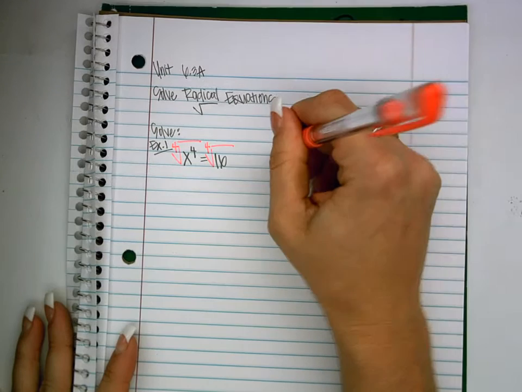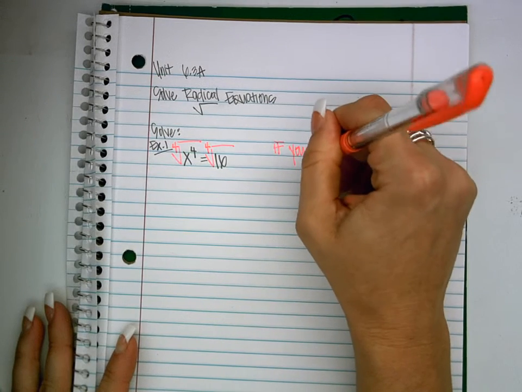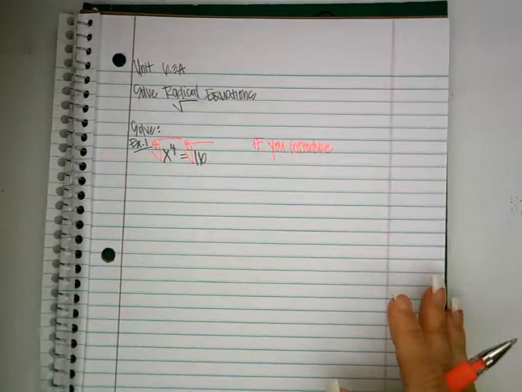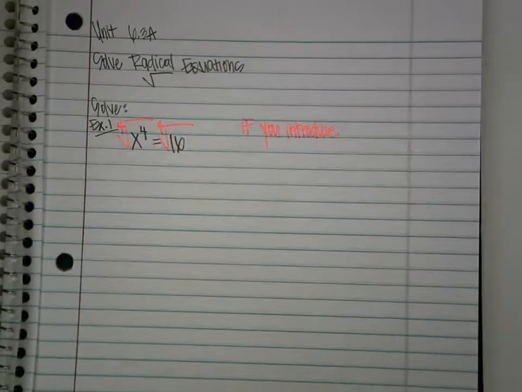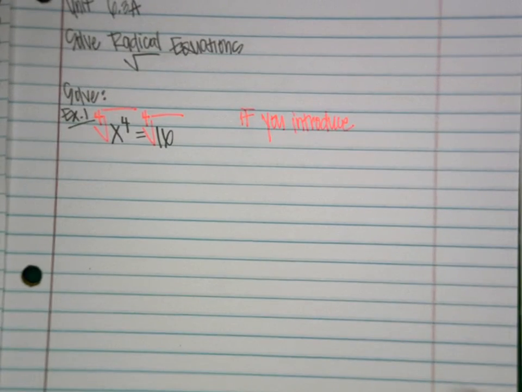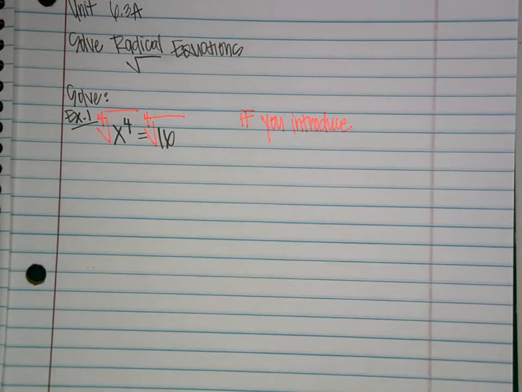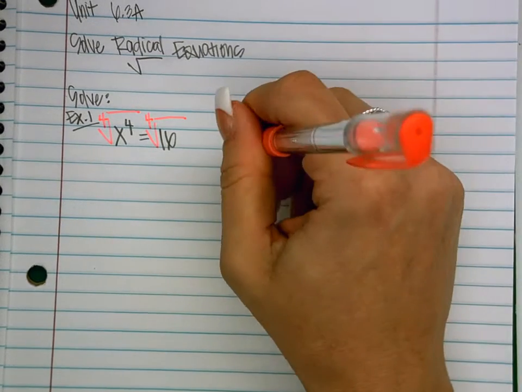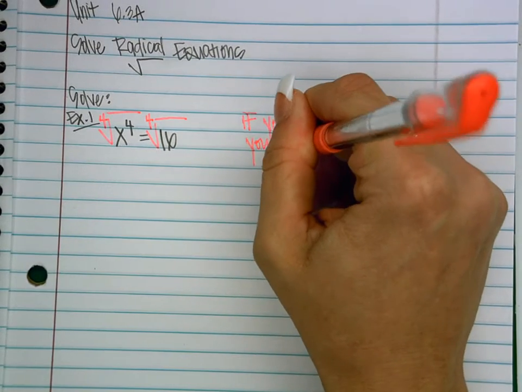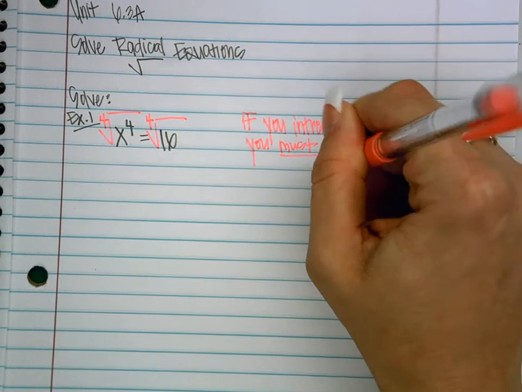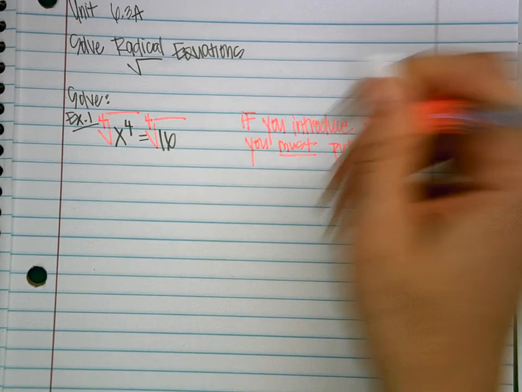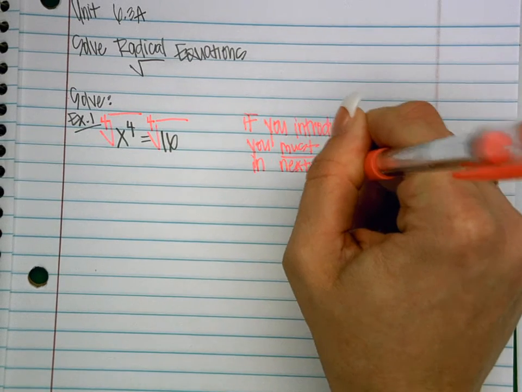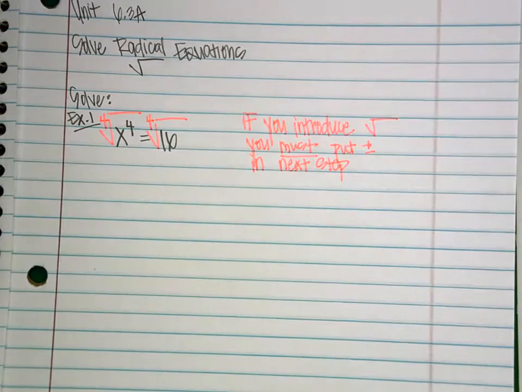Anytime you introduce a radical, meaning the problem did not come with one, if you introduce the radical sign, you have to put plus or minus in the next step. You have to put plus or minus in the next step.